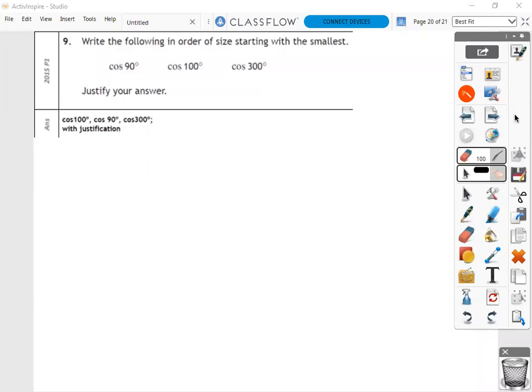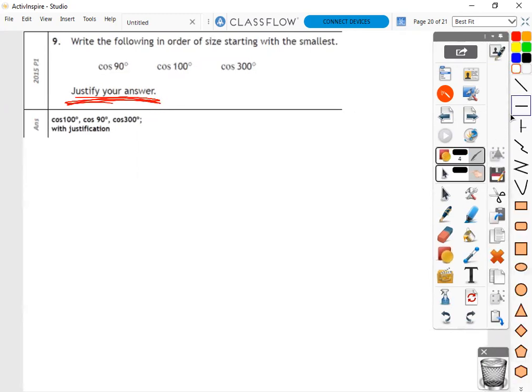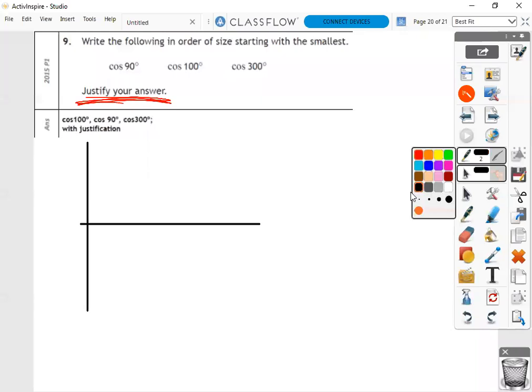Nice one. Let's finish off the night then. So, most important thing here, justify your answer. Don't just guess. You got it right, but don't. Justification: draw it out. Show an understanding of what a cos graph is.